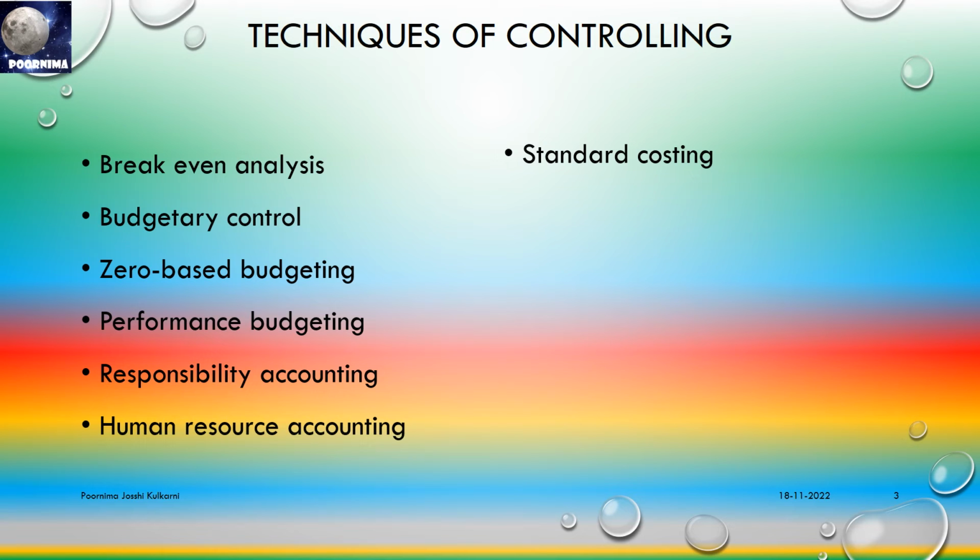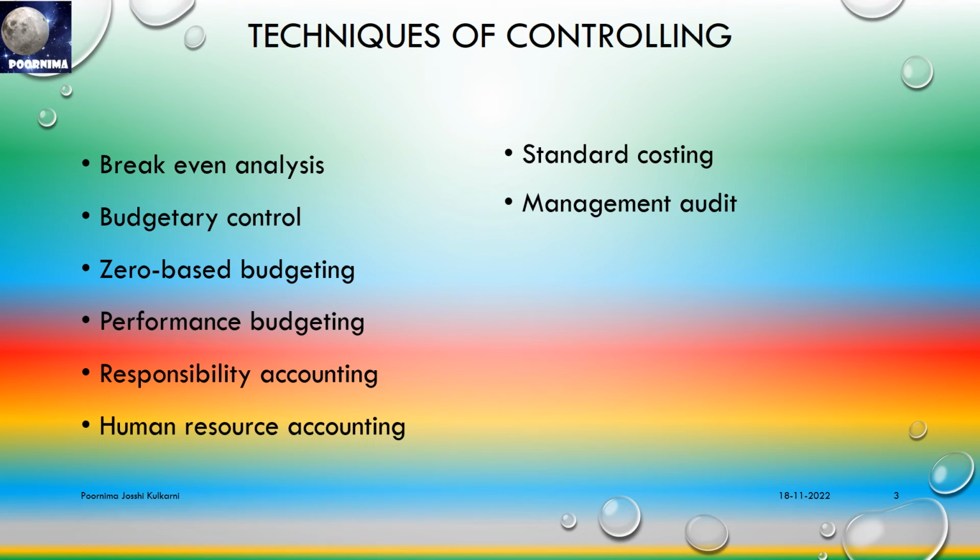Next is standard costing. It is the preparation and use of standard costs, their comparison with the actual cost, and analysis of the variances, that is variations, to their causes and points of incidence.